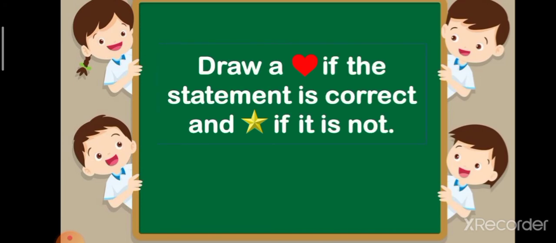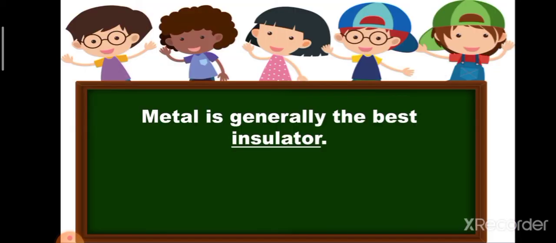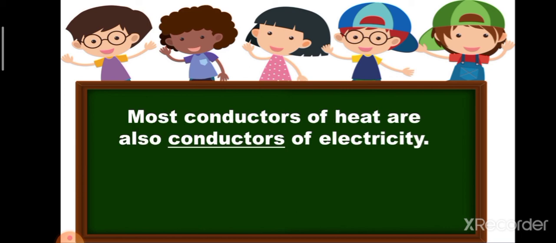This time, you have to draw a heart if the statement is correct and star if it is not. Metal is generally the best insulator. Heart or star? The correct answer is false or star because metal is generally the best conductor. Most conductors of heat are also conductors of electricity. Answer, it's true. So it's a heart.